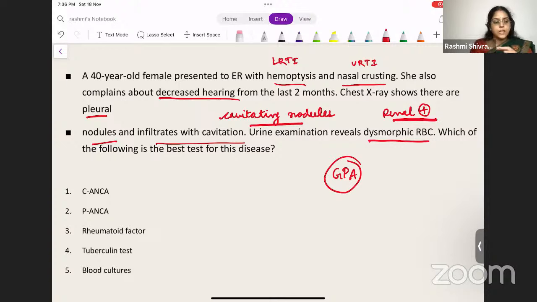In these patients, C-ANCA will be positive. Right? In these patients, C-ANCA will be positive. So that's the best test for this patient. So what is C-ANCA? What is it against? It is against proteinase 3.